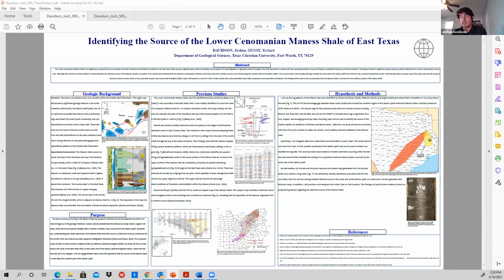And if I see that, that will substantiate my hypothesis. I guess I need to mention my hypothesis. My hypothesis is that the Sabine uplift is the sediment source of the mantle.